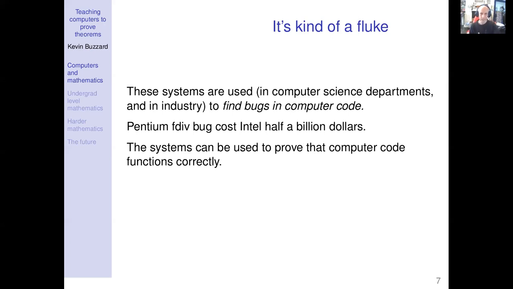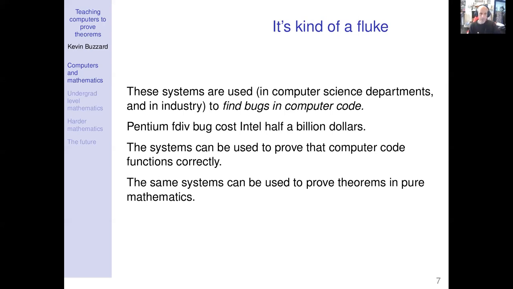So these systems have been written, amongst other reasons, but this was very much a driving reason, I think, to verify that computer code functions correctly. And because computer programs and mathematical proofs in computer programs are very similar things. I mean, there are theorems in this direction saying that certain kinds of mathematical proofs are really equal to certain kinds of computer programs. And so the same systems which can be used to verify computer proofs can also be used to prove theorems in pure mathematics. And that was what you saw me doing earlier. So that's why these things exist.